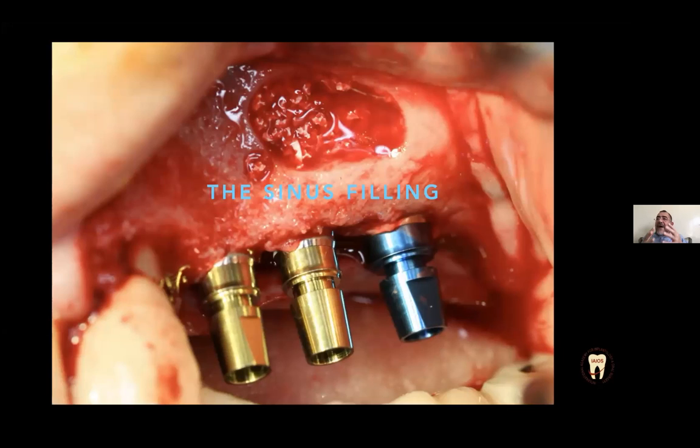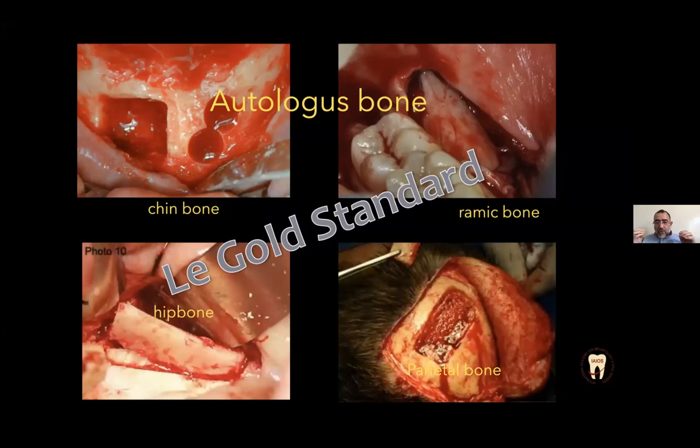Now, we have to fill our sinus, and we have to know which kind of material or biomaterial we want to use to fill it. In the literature, we can see the gold standard bone is the autologous bone. You can have this bone from the chin, the ramus bone, the hip bone, or the parietal bone. But in my experience, I don't use this bone for my sinus lifting augmentation because I need another surgical site to remove the bone and put it in the sinus. And I don't want to have more morbidity from a second site of surgery.